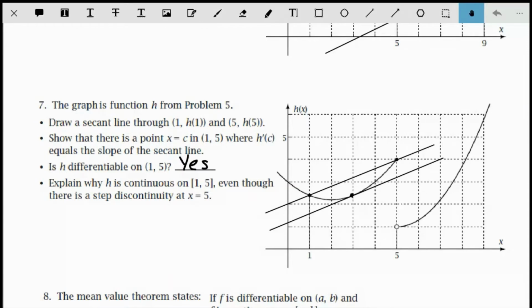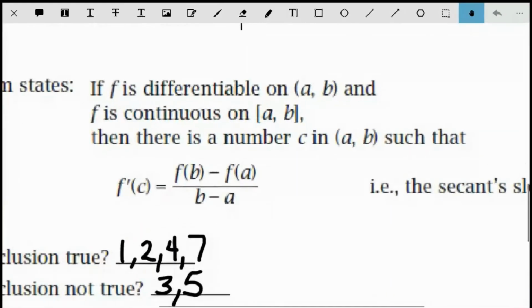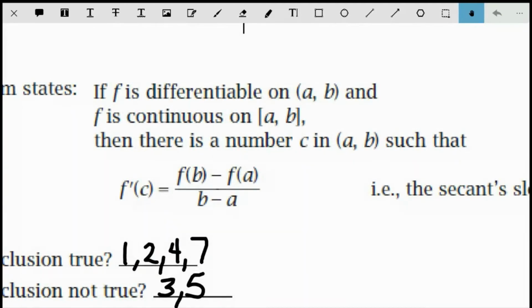So all of those, the purpose of that was for you to get a feel for how the mean value theorem works. And what the mean value theorem says is written down here. If a function is differentiable on the open interval a to b and continuous on the closed interval a to b, then there is a number c in the interval a to b such that this is true.